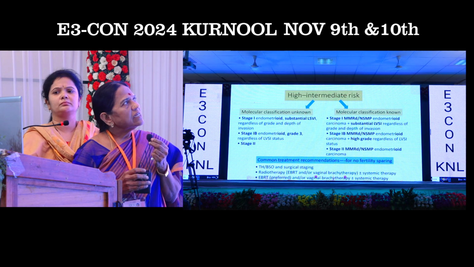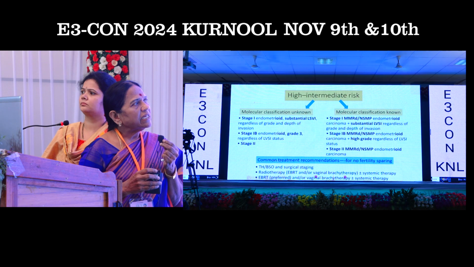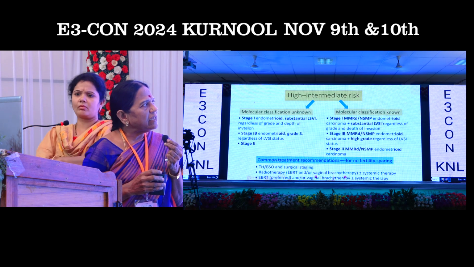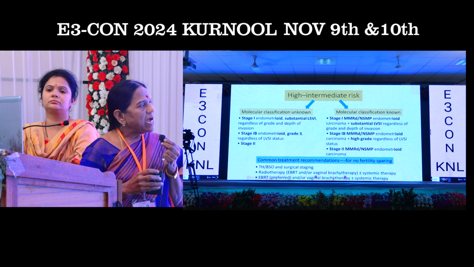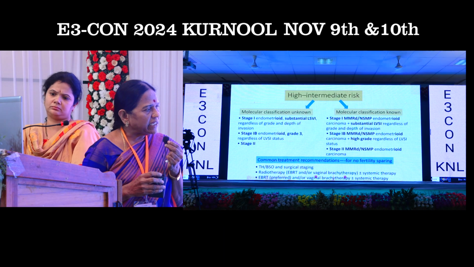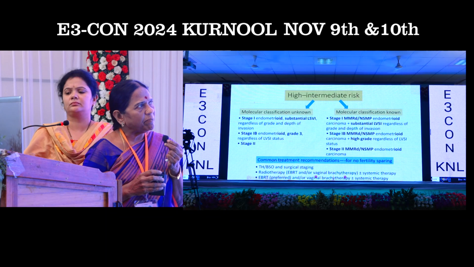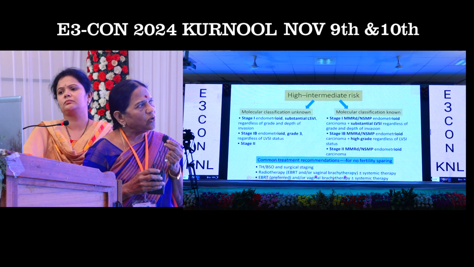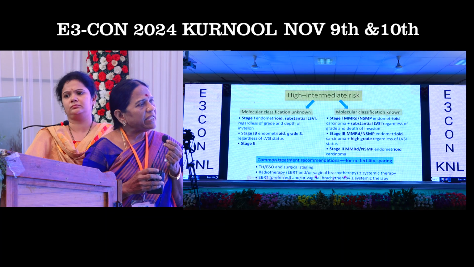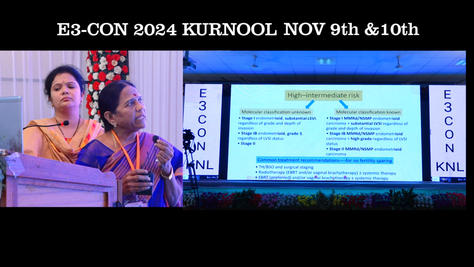For high to intermediate risk, when the molecular classification is unknown: stage 1A endometrioid with substantial lymphovascular invasion regardless of the grade and depth of invasion, stage 1B endometrioid grade 3, and stage 2. You have to go for the abdominal hysterectomy with surgical staging, radiotherapy, and EBRT is preferred with the vaginal brachytherapy and systemic therapy. When the molecular classes are known, for MMRD and NSMP, and MMRD of stage 2, the same line of treatment applies when fertility sparing is not needed.